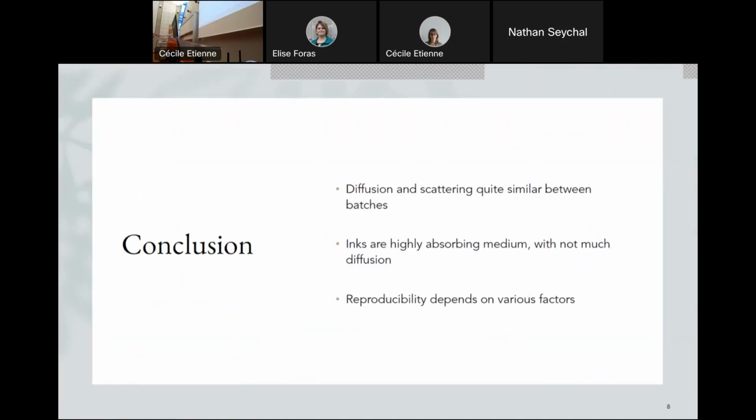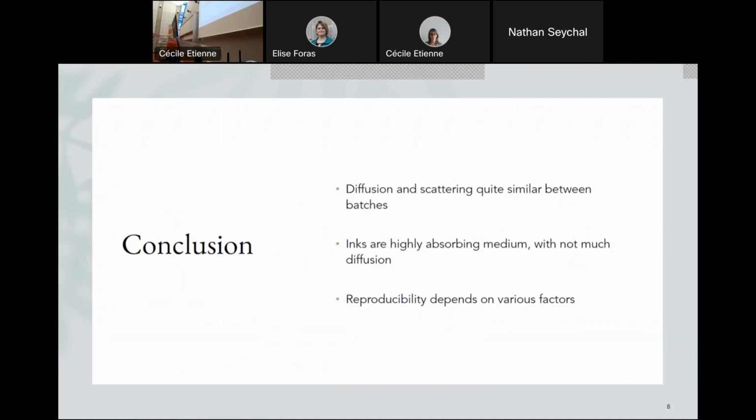So all in all, we did observe that perfect reproducibility is quite difficult to obtain regarding the S and K coefficients. Currently, we have measured that the relative maximum delta between batches is around 6%.